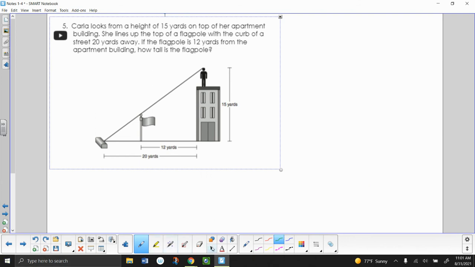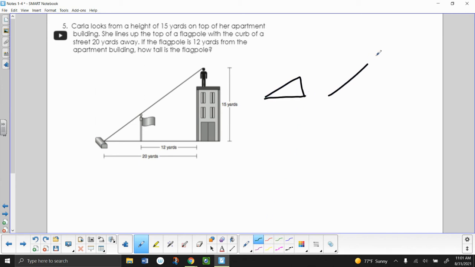All right, here's another problem here. So it says Carla looks from a height of 15 yards on top of her apartment building. She lines up the top of the flagpole with a curb on the street, which is 20 yards away. The flagpole is 12 yards from the apartment building. How tall is the flagpole? So luckily this picture is already drawn for us. However, there are two triangles, so I'm going to draw them separately so we can make sure we have the correct measurements. So on my big triangle, I know that this is 15 and I know that this is 20.